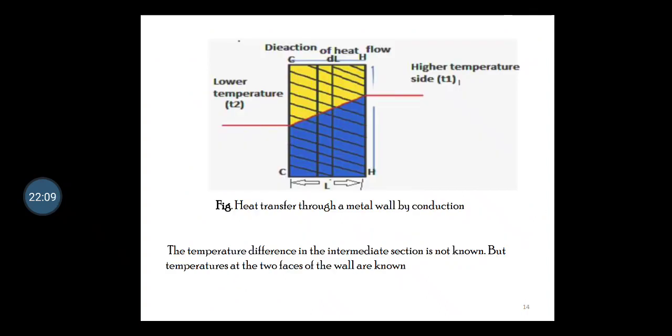So if you want to understand heat transfer through a metal wall by the conduction mechanism, look at the diagram on the right hand side. The high temperature side is represented by T1. On the left hand side, the lower temperature T2 is there. The direction of heat flow is through the metal part, dl, and the total thickness is represented by capital L.